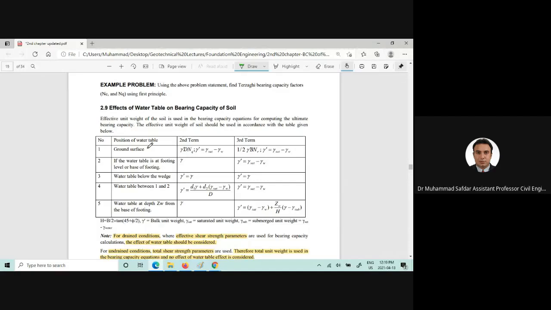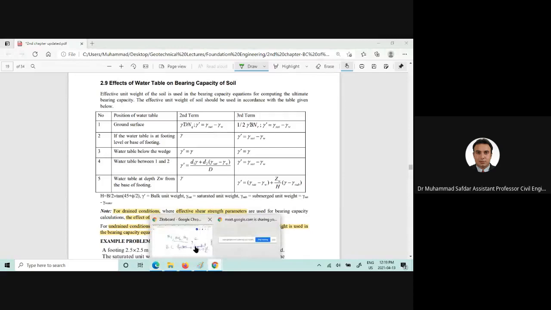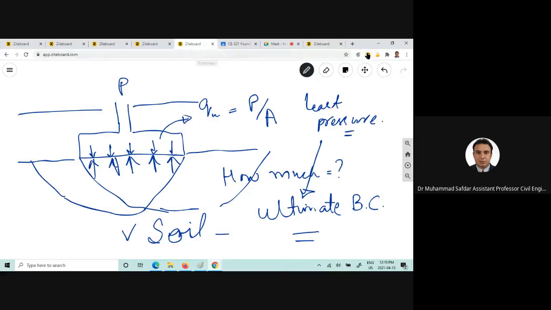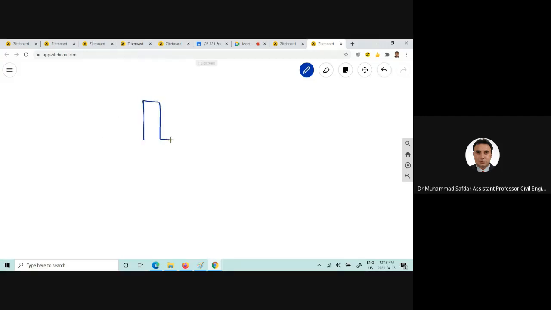Okay, so the effects of water table on the bearing capacity. For example, we are given a condition, and the condition says, and here is the ground level.